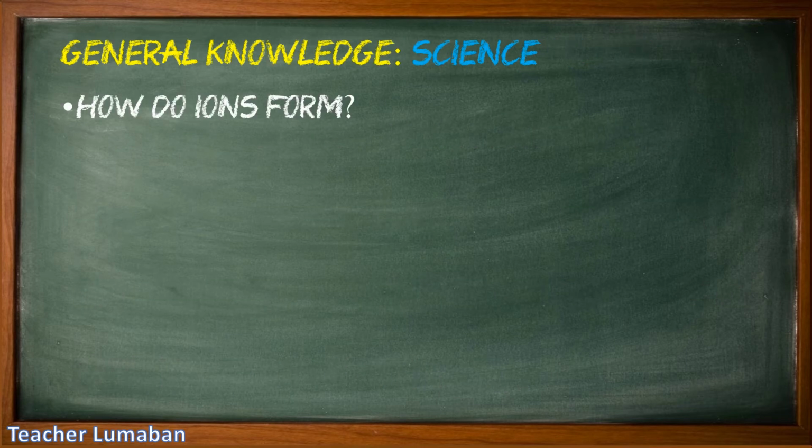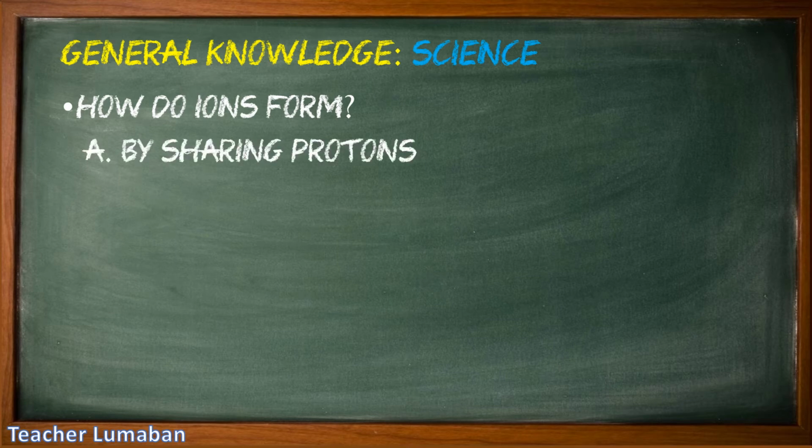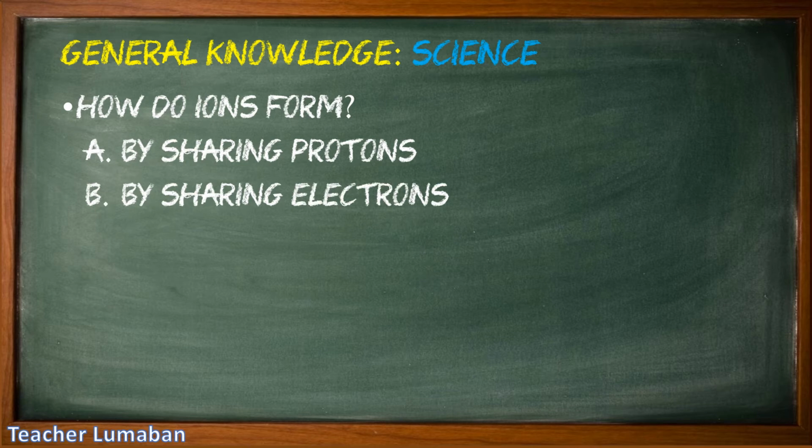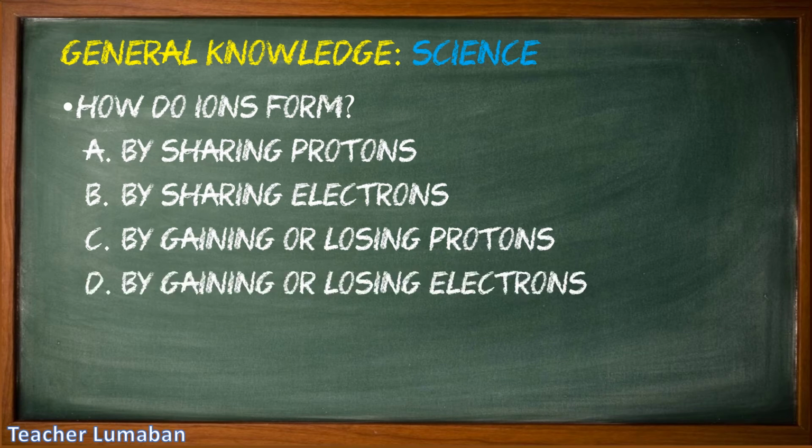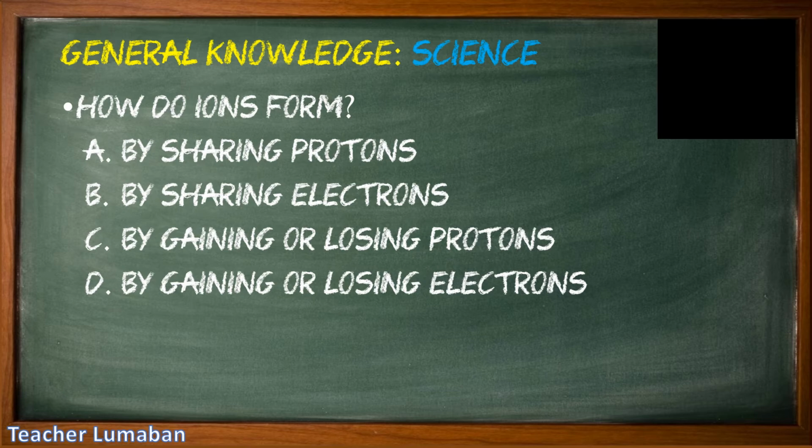How do ions form? Letter A. By sharing protons. Letter B. By sharing electrons. Letter C. By gaining or losing protons. Letter D. By gaining or losing electrons. Please choose the suitable answer to the following choices in 5 seconds.